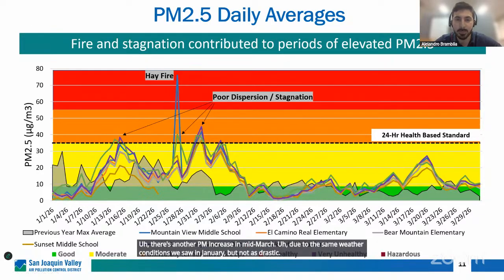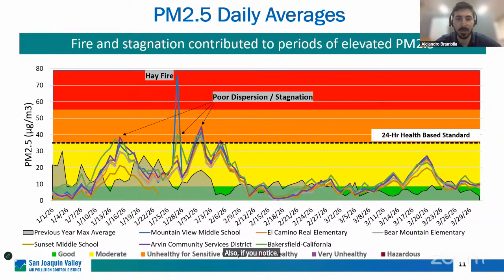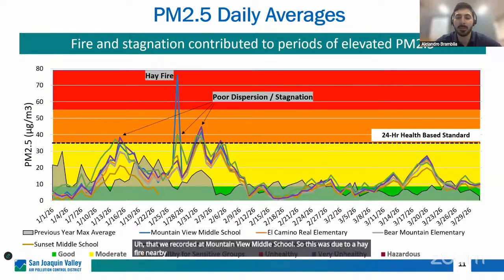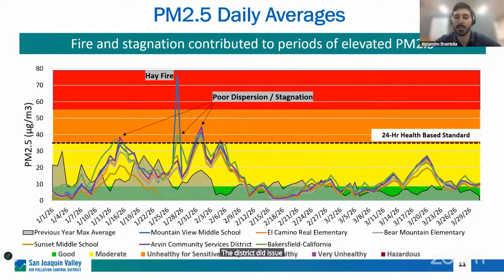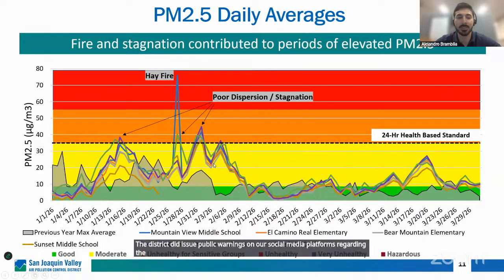Also, if you notice, there's a peak around January, actually on January 27th, that we recorded at Mountain View Middle School. So this was due to a hay fire nearby. The district did issue public warnings on our social media platforms regarding the high readings, and our compliance team was investigating and monitoring the site until it was fully extinguished.